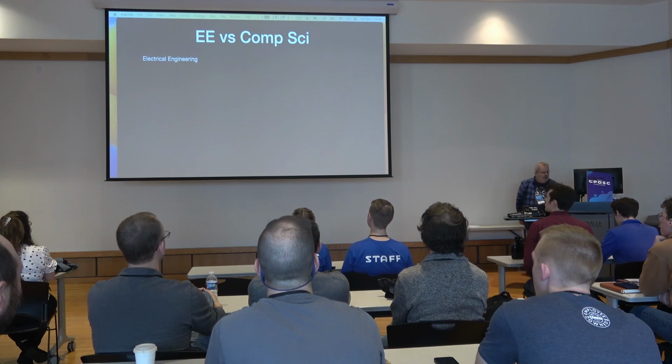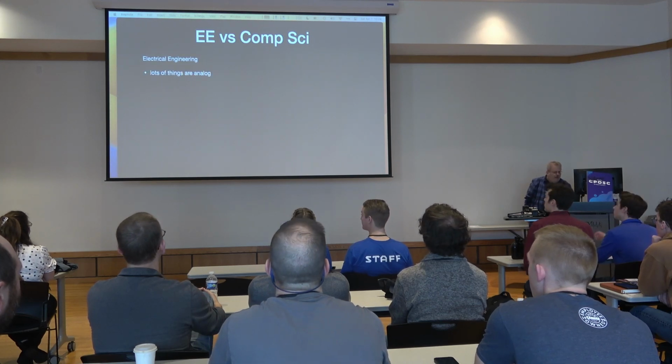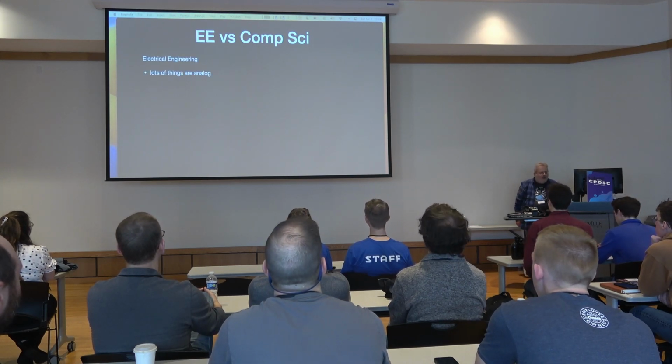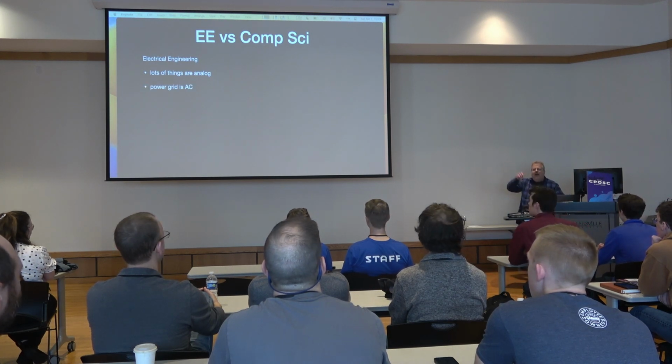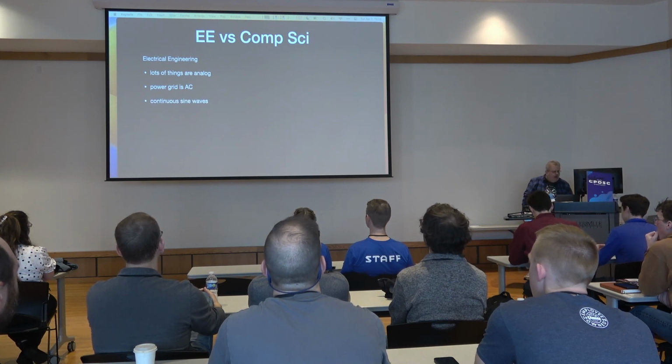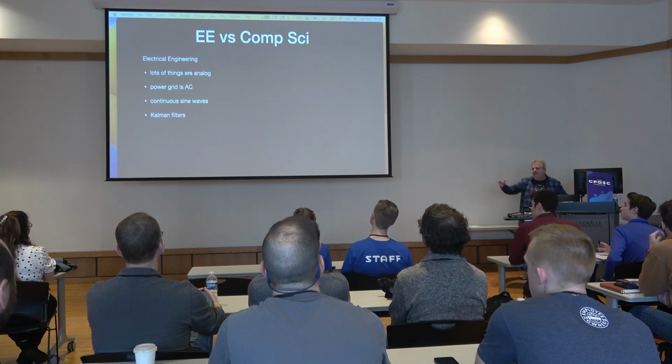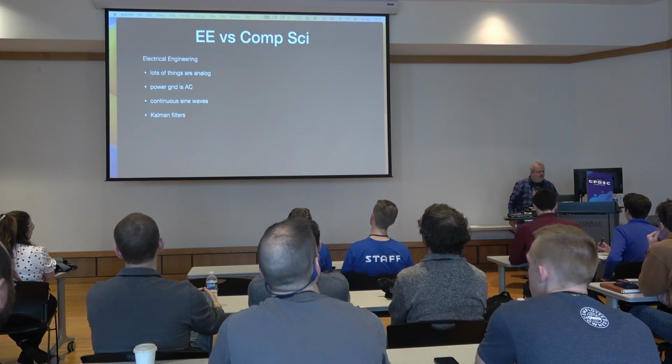I would go on to learn there are some differences between electrical engineering and computer science. A lot of things in electrical engineering are analog. In particular, the power grid is AC power, so it's analog, and it's sine wave stuff that we need to worry about. They also have things like Kalman filters, and real-time things that they need to monitor.